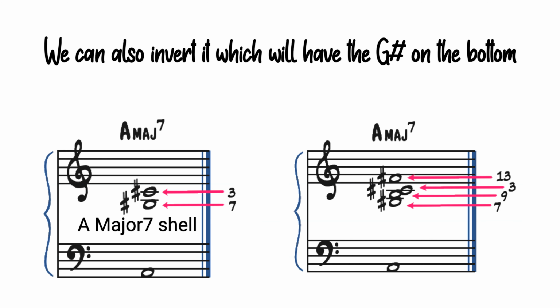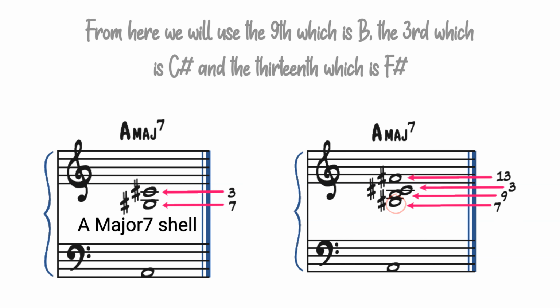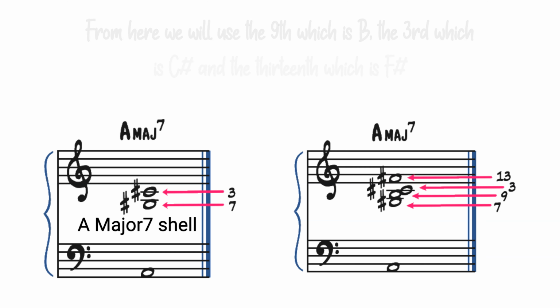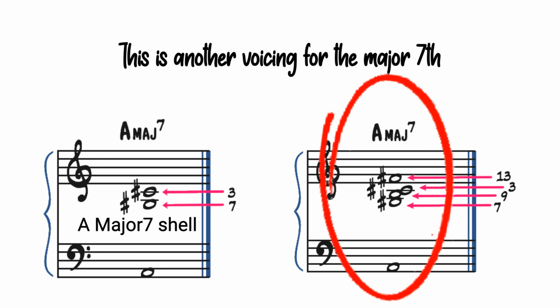We can also invert it, which will have the G sharp on the bottom. From here, we will use the 9th, which is the B, the 3rd, which is C sharp, and the 13th, which is F sharp. This is another voicing for the major 7th.